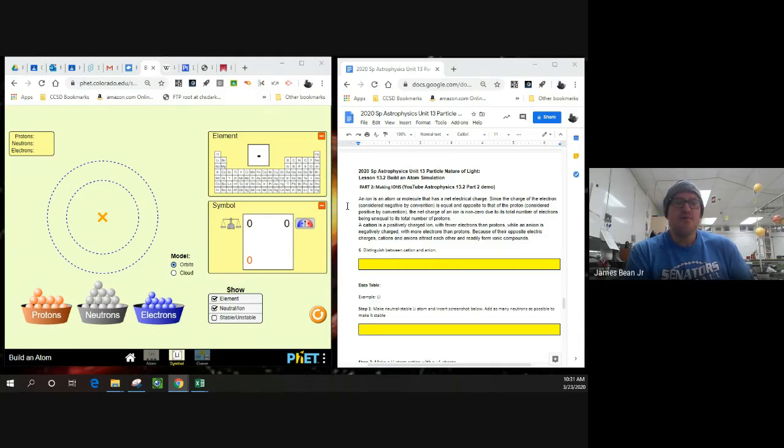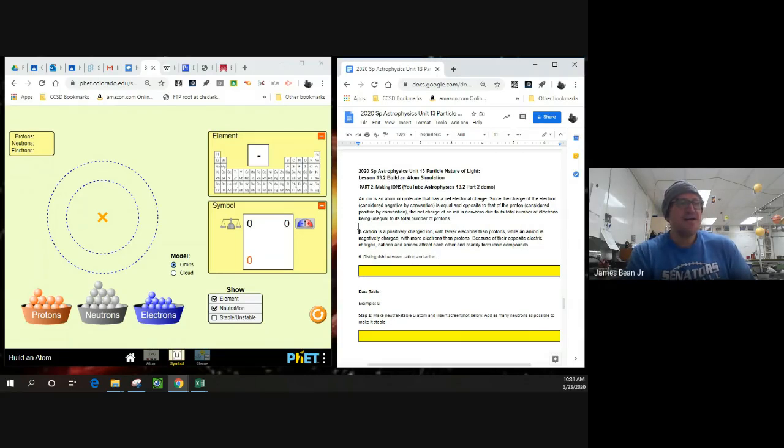So basically, when protons equal electrons, then it's neutral. If you have more electrons or fewer electrons, then you have an ion.